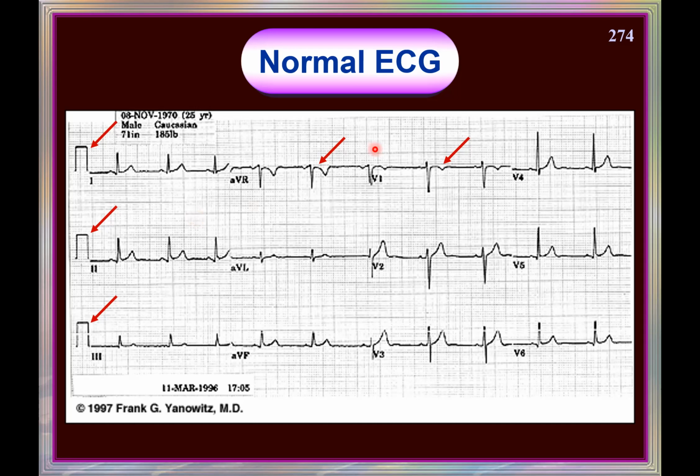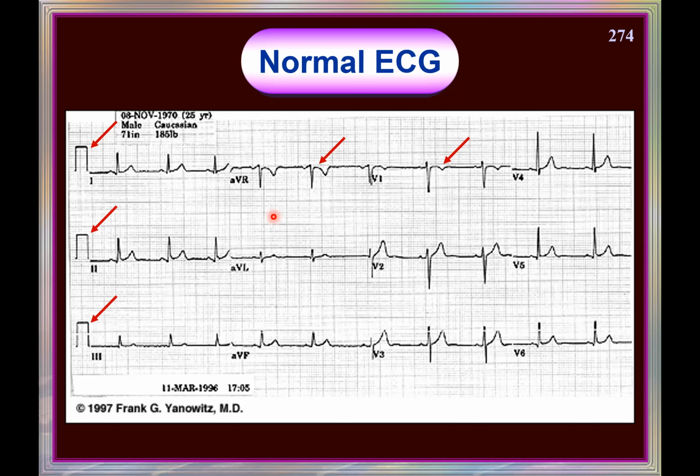Always remember, AVR is a lead which has negative deflections in the P wave, in the QRS, and in the T wave. The first thing you can notice immediately after looking at the ECG: just flash your eye on the AVR. If this is not there, you are in for trouble. You have to look very carefully at every other lead. So this is something like a direct pointer.